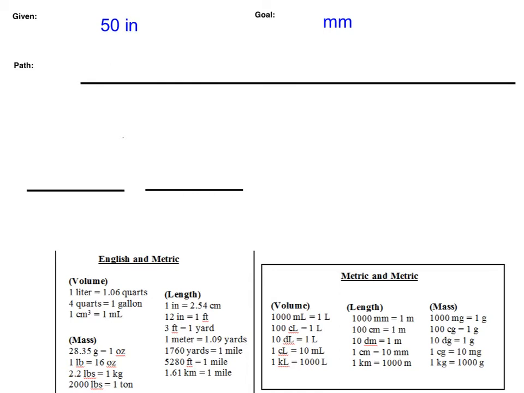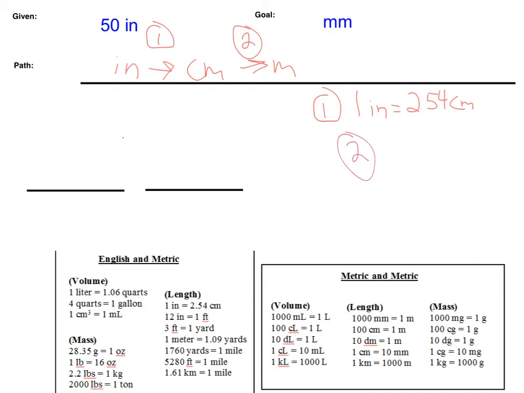So in this case, we need to figure out our path, and our path is going to look different than it has before. Now we're going to be converting from units of inches. We can't go straight to millimeters. We're going to convert from inches into centimeters, and then from centimeters into millimeters. So what this means now is we're actually going to need 2 different conversions. Our first conversion, which is going to be our first set of railroad tracks, is 1 inch is equal to 2.54 centimeters. Our second conversion is that 1 centimeter is equal to 10 millimeters.